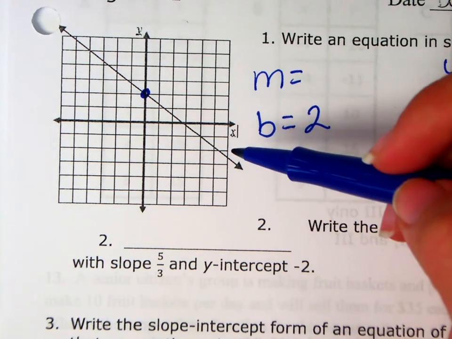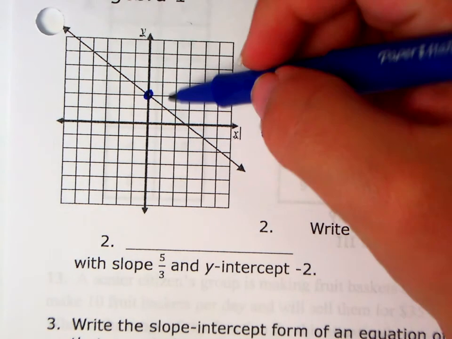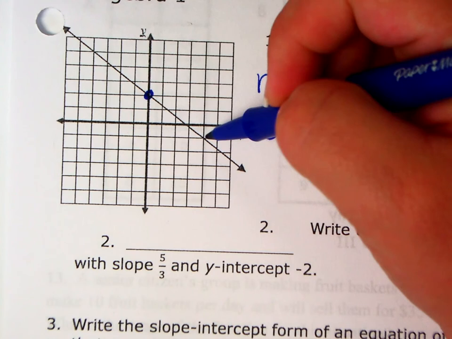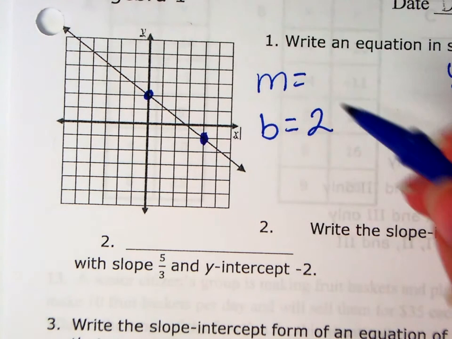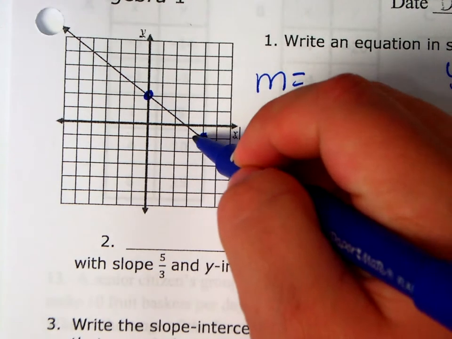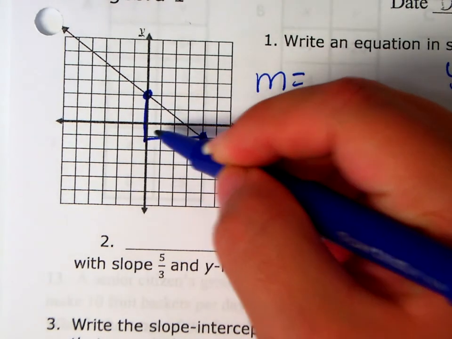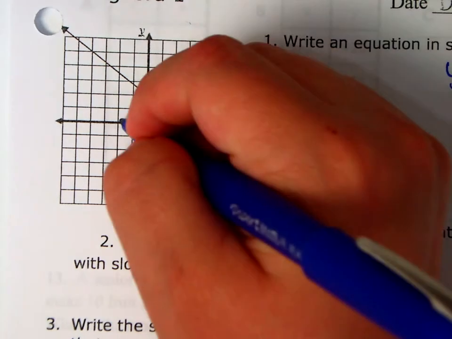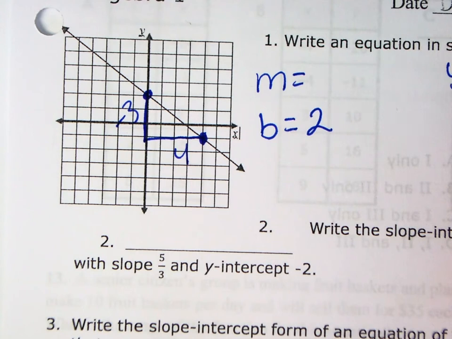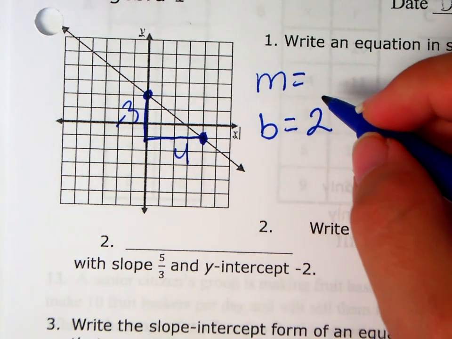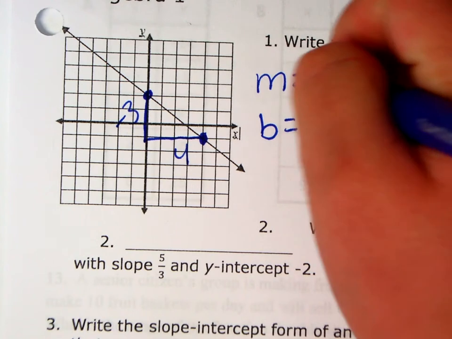So now the question is, how much is it going down? So find two good points. I'm going to use the y-intercept, and then I'm going to use this point over here. And we create our little triangle. How many boxes did we drop? 3. And how many did we run? 4. So my slope, my m, is what? Negative 3 over 4. Perfect.